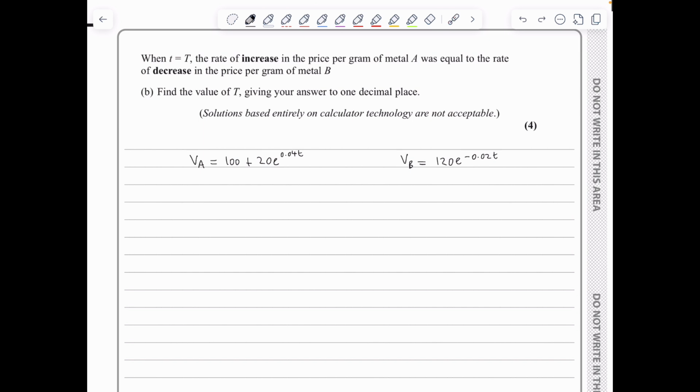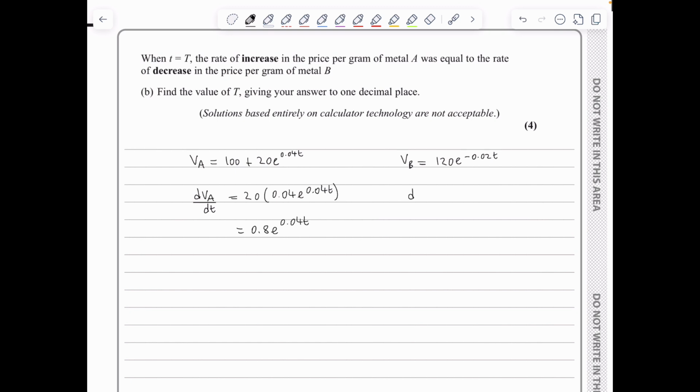So I will start with dV_A/dt. The 100 when differentiated vanishes, and the derivative of e^(0.04t) is simply 0.04e^(0.04t). So we're looking at 20 times 0.04e^(0.04t). Now this simplifies to 0.8e^(0.04t).